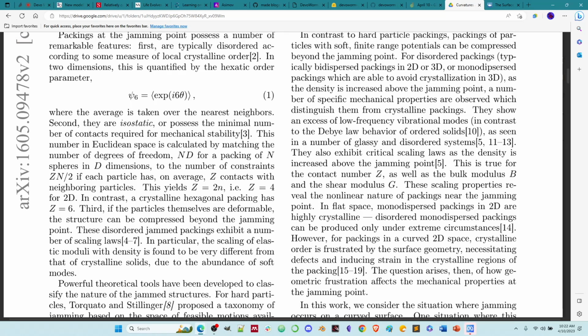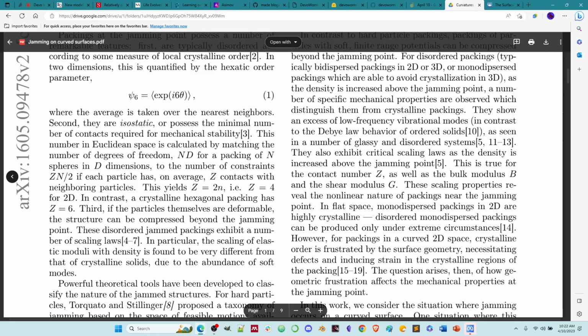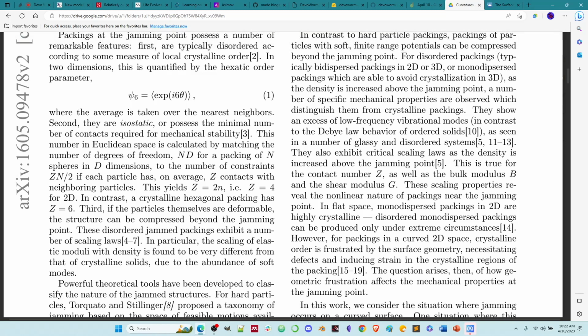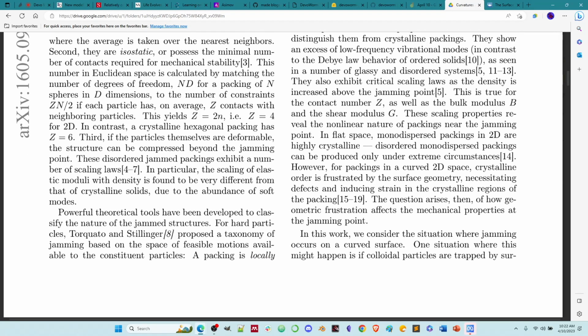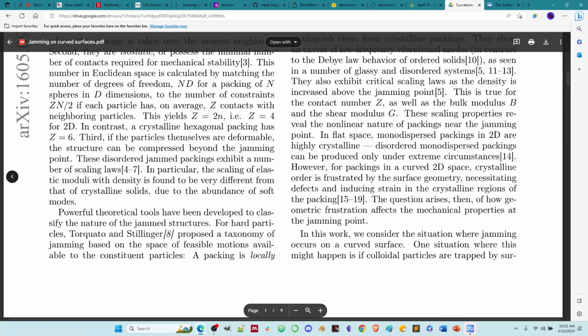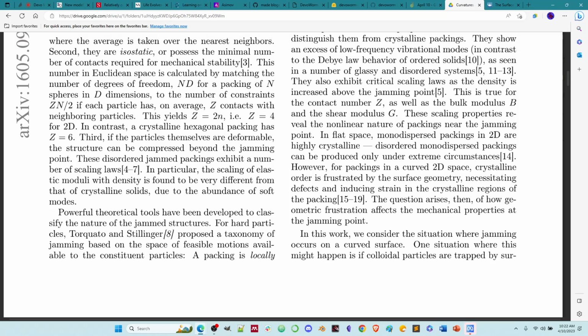In flat space, monodispersed packings in 2 dimensions are highly crystalline. Disordered monodispersed packings can be produced only under extreme circumstances. However, for packings in a curved 2D space, which is where you have curvature instead of just a flat surface, crystalline order is frustrated by the surface geometry, necessitating defects and inducing strain in the crystalline regions of the packing. The question arises then of how geometric frustration affects the mechanical properties at the jamming point.